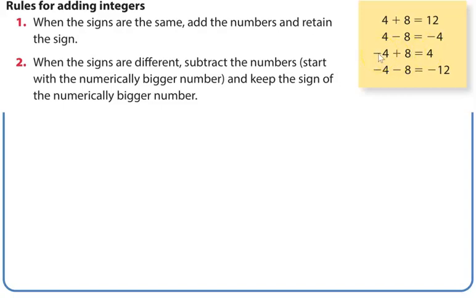Likewise, if we have minus 4 plus 8, so the signs here are different, so we're going to subtract the smaller number from the bigger number, and then we keep the sign of the bigger number, so we end up with positive 4. And if we have minus 4 minus 8, these signs are the same, so the rule is we add them and we keep the sign, so we get minus 12.